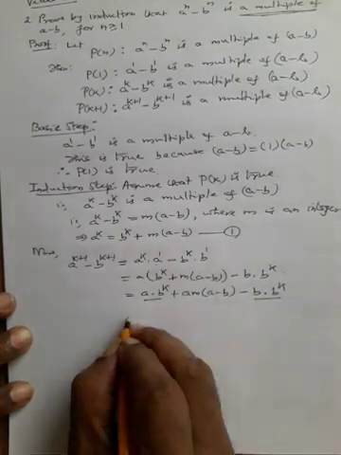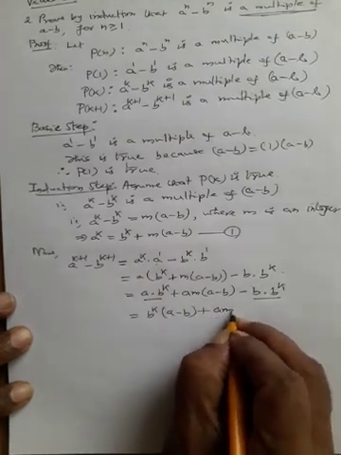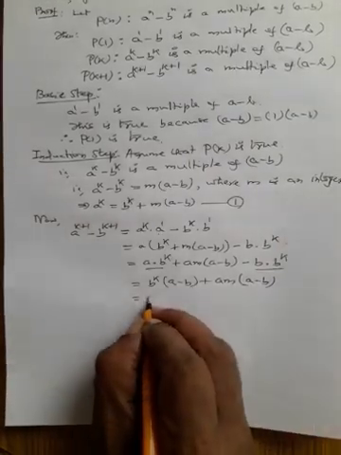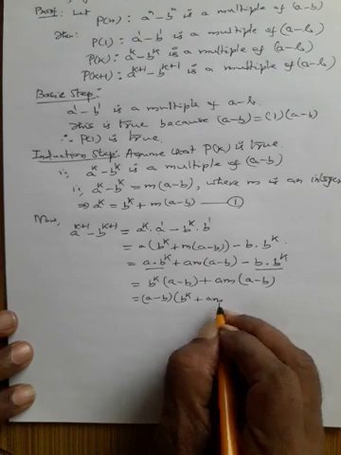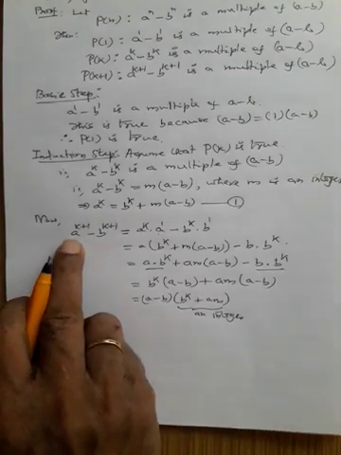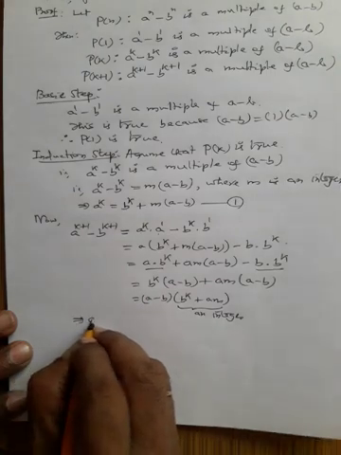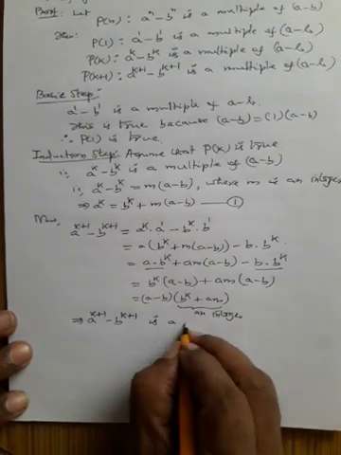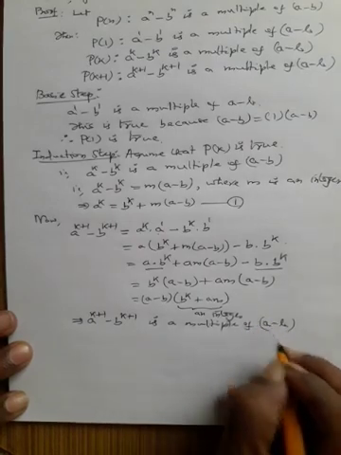From this and this you can take b power k common. B power k into a minus b plus am into a minus b. Now you can take a minus b common. A minus b into b power k plus am. This is an integer. So a power k plus 1 minus b power k plus 1 is a multiple of a minus b.